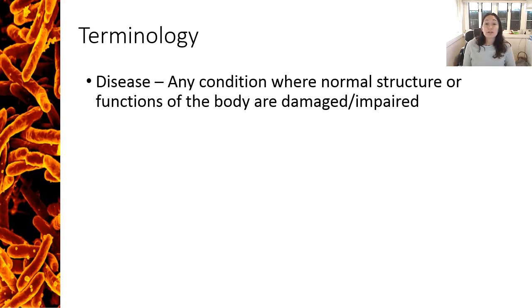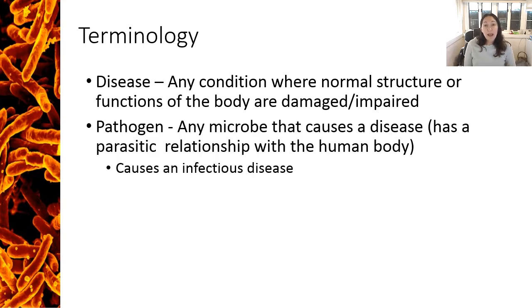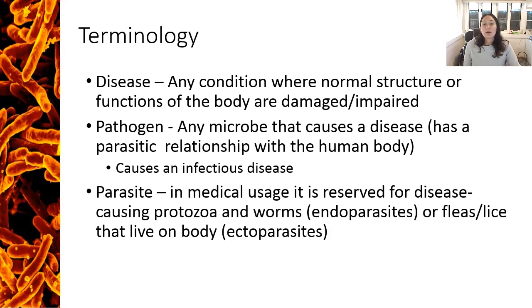So some key terminology from this section. The first is we're dealing with infectious diseases. So you have to understand that a disease is just any condition where the normal structures or normal functions of the body are damaged or impaired in some way. Pathogens themselves are microbes that cause a disease. And so they're microbes that have a parasitic relationship with us, and the diseases that pathogens cause are called infectious diseases.